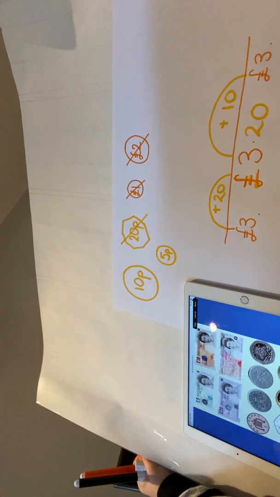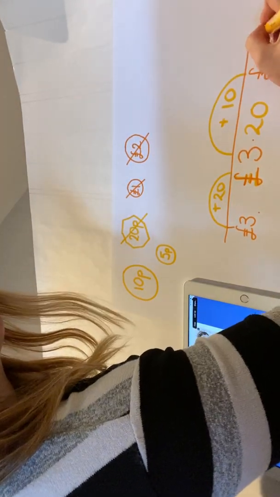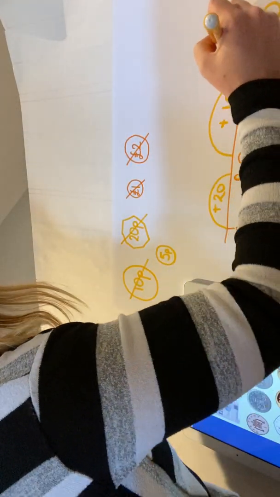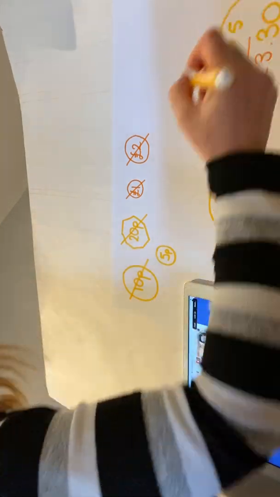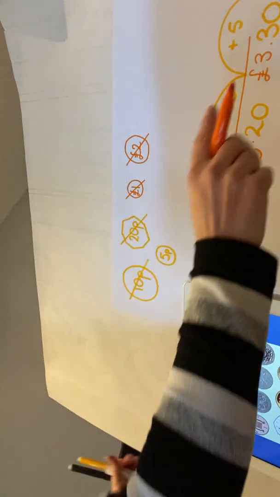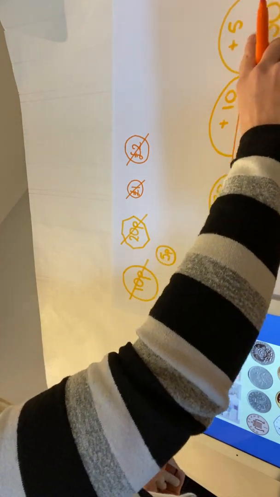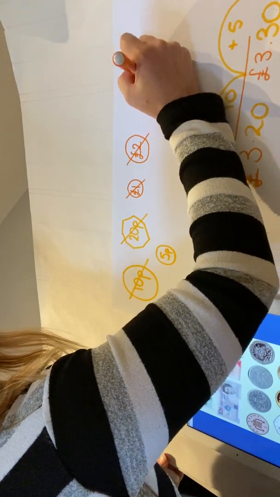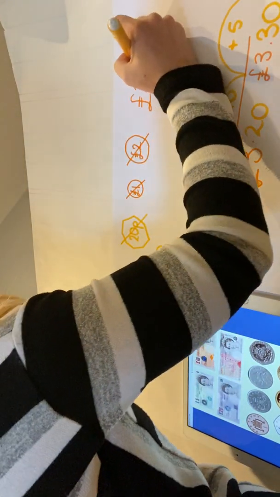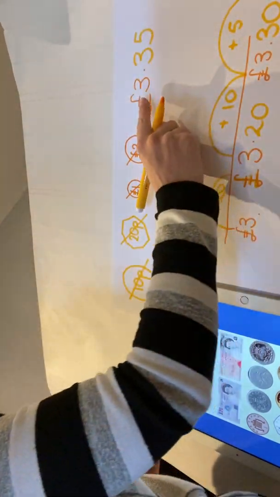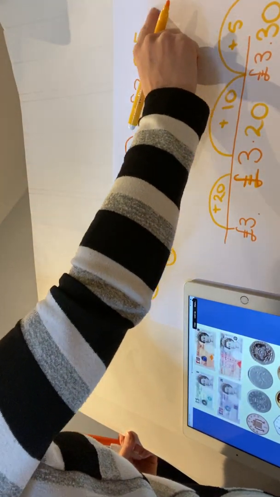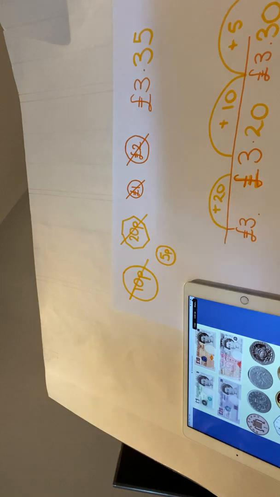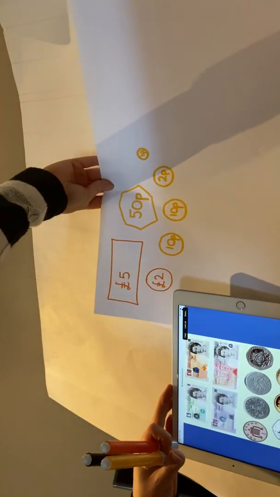Changed by 10p. And now I just need to add my 5. So again, the same thing will happen. £3.30. I need to add my 5 just to the 30 because we're only adding the pence, which would become £3.35. Remember, the pence is always on the right-hand side of the decimal point, and the pounds are always on the left-hand side. Okay, we'll do one more before you can go and start your activity.